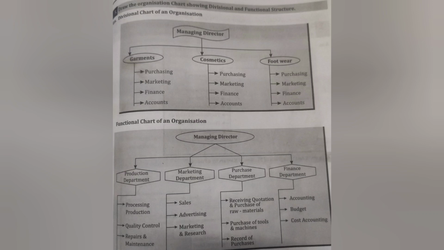It is completely based on the function, like the production department, under that there will be the processing department, quality control. Marketing department, under that there will be sales, advertising and marketing research. Purchase department, under that they'll have receiving quotation and purchase of raw material, purchase of tools and machines, record of purchases. Finance department, they'll have all kinds of accounting, budget and cost accounting. So divisional is as per the product, and then come the functions under that.